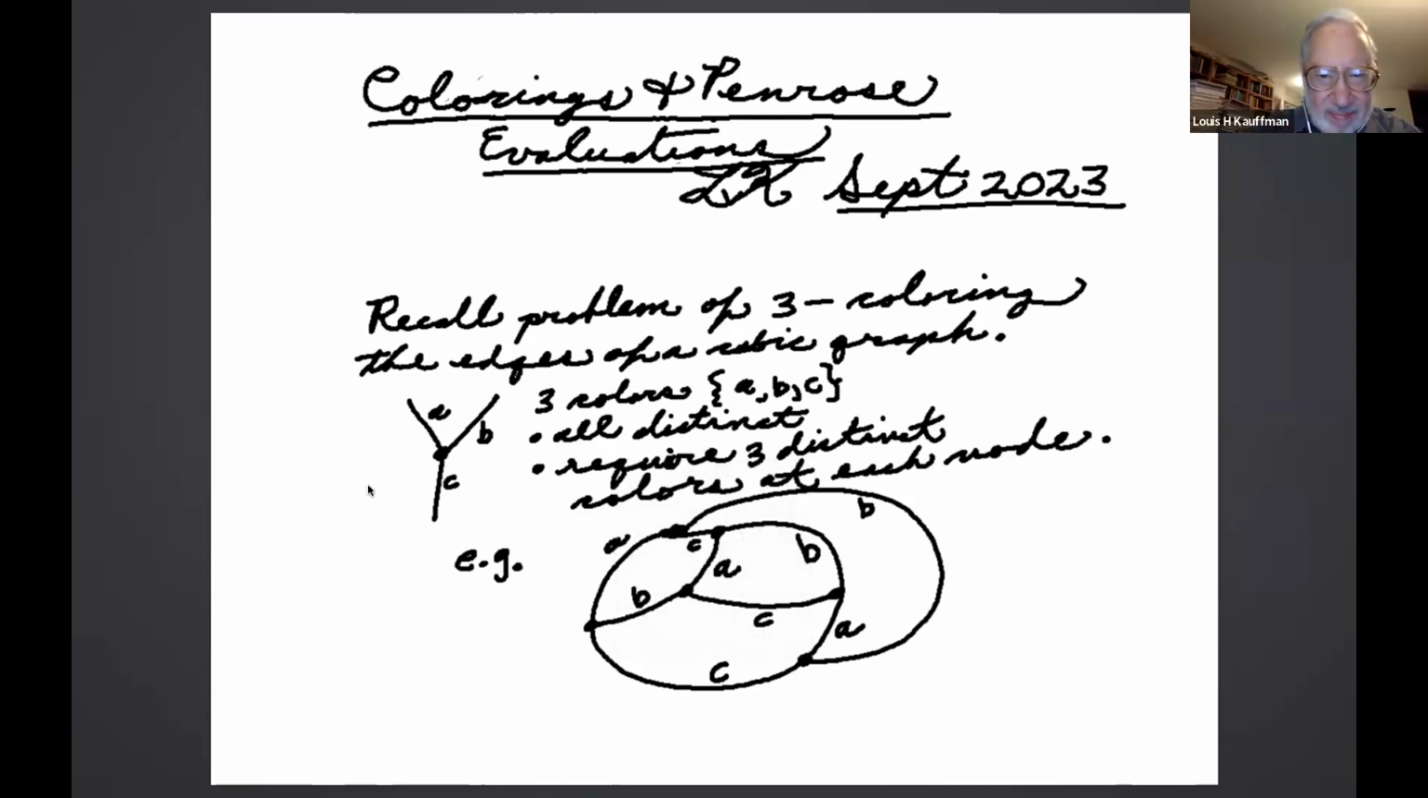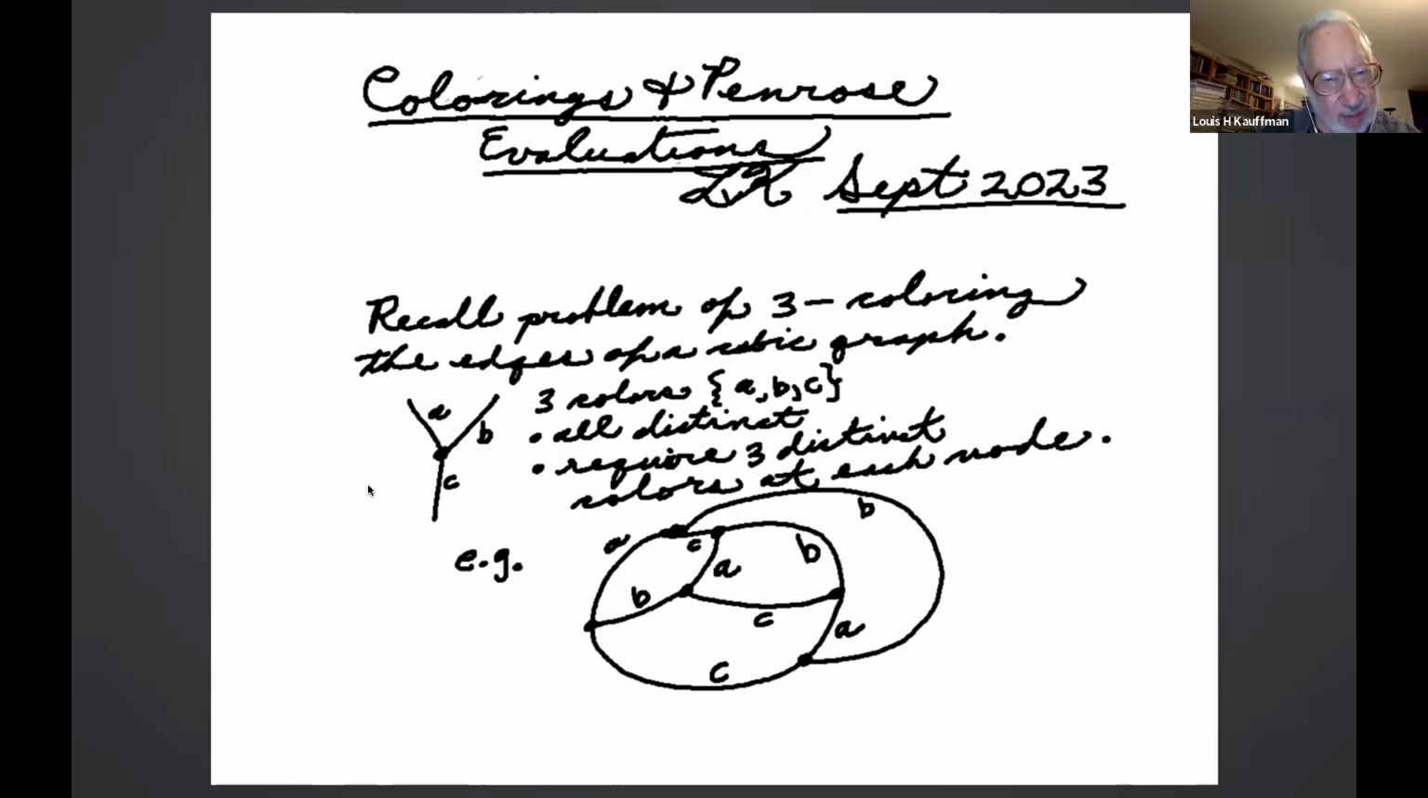Shall I start? Please start, yes. All right. This talk comes in 2 parts. I'm going to talk about the graph theoretic part first, and then we'll talk about related virtual knot theory. I'm going to be talking in a moment about the Penrose evaluation for finding the number of 3 colorings of a trivalent graph.